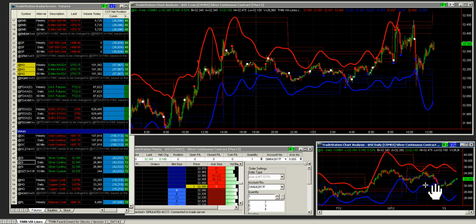VIX lines have two components. One is this pivot point, which you can see in blue here or in blue here. And they have 8 straight VIX lines and this big resistance line.